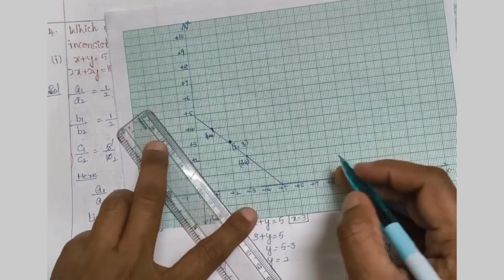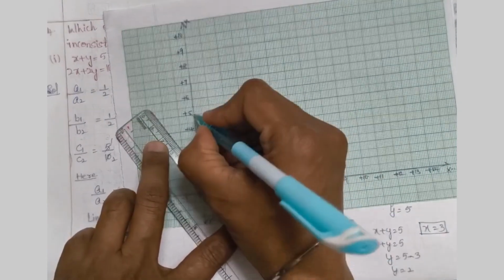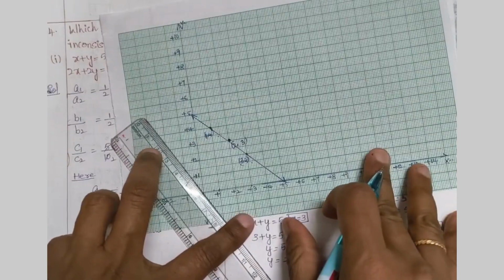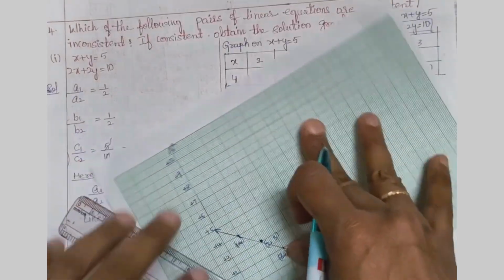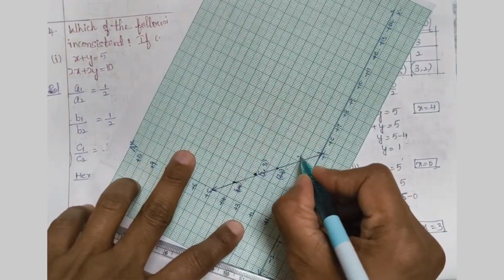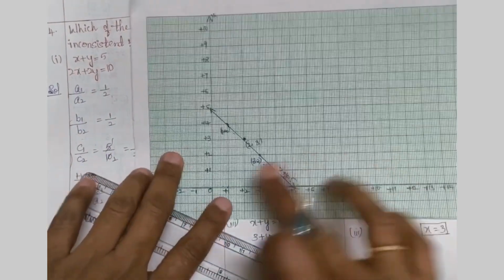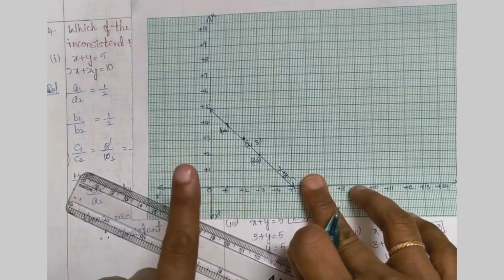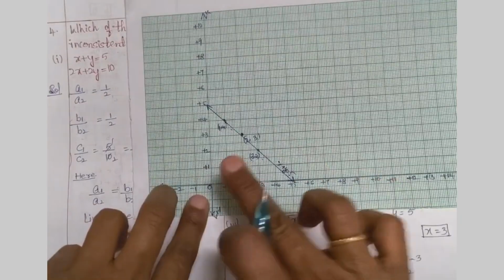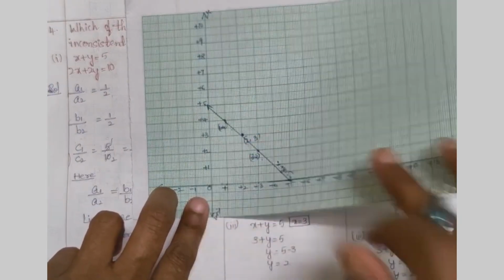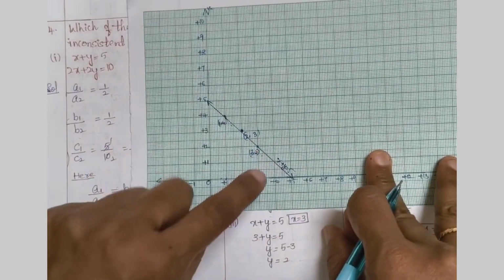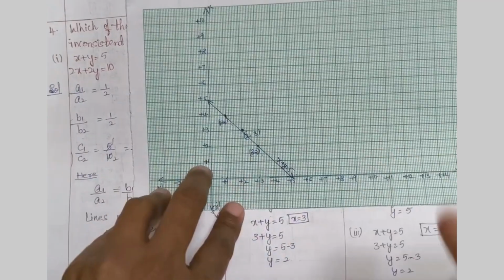It will come like this. Here you put arrow marker. Here also you put arrow marker. Which axis? This is x plus y is equal to 5. See here, I am showing here with pen, but don't use pen in the exam. Use pencil only. For visibility only I am showing with pen. So this line is which line? x plus y is equal to 5.